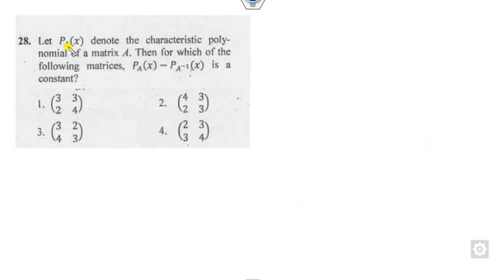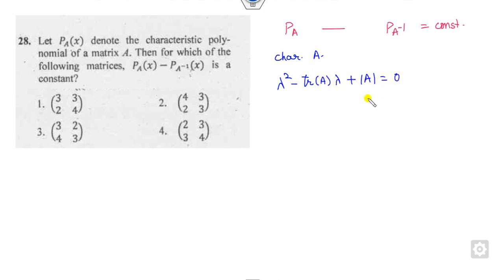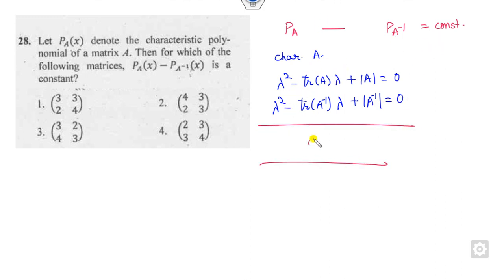Okay, what is that? If P of A denotes the characteristic polynomial such that P of A minus P of A inverse is my constant. I think that's again very simple. What is the characteristic equation of A? Lambda square minus trace of A lambda plus determinant of A. What is the characteristic equation of A inverse? Lambda square minus trace of A inverse lambda plus determinant of A inverse. Fine. Now the difference of them will be a constant.